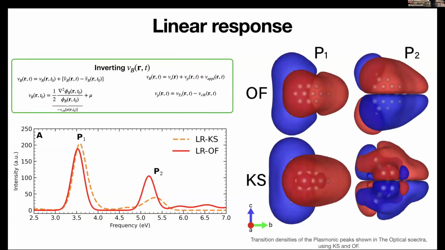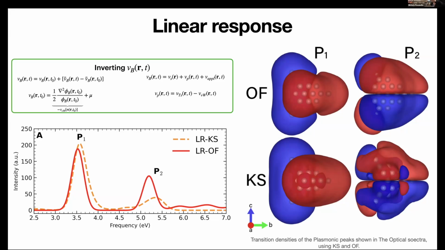So let's see how orbital-free TDDFT performs in the calculation of the optical spectrum of a cluster. The results that I'm showing here are the optical spectrum of the silver 20 tetrahedron. Because we want to propagate the system from the same ground state, we need to do an inversion to have the same initial state in the Kohn-Sham and the orbital-free system. We can see the dashed line is the linear response Kohn-Sham, and the red continuous line is the linear response orbital-free. In both optical spectra, we can see two plasmonic peaks, where the first one is in better agreement than the second one.